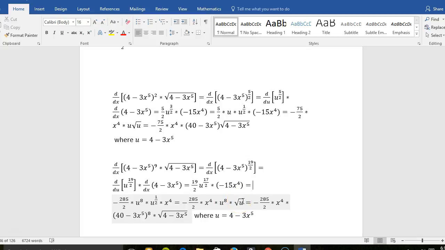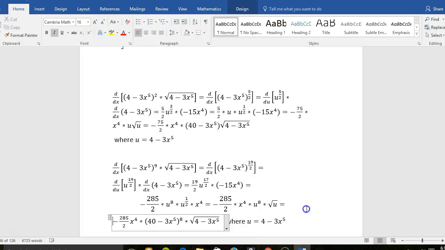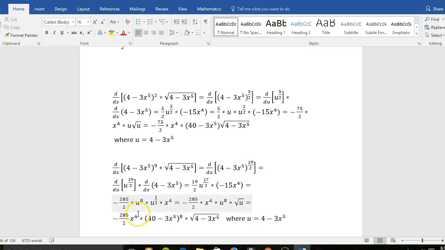Now, remember, u is 4 minus 3x to the fifth, so what I'm going to do by commutativity, I'm just going to go ahead and bring this x to the fourth out in front. And I don't even really particularly need this times sign right here. You can keep it if you want to, but I don't. And let me space. Again, my spacing is quite terrible. So let's get that straightened up.